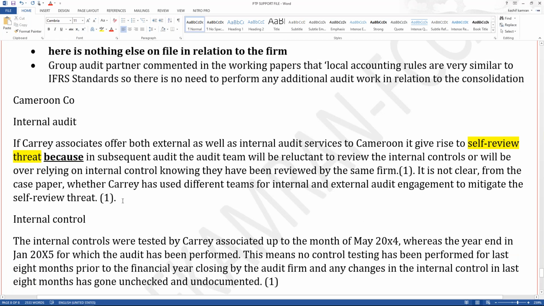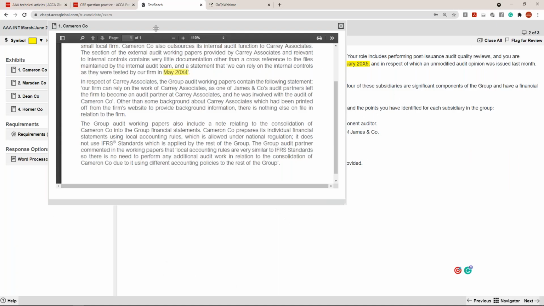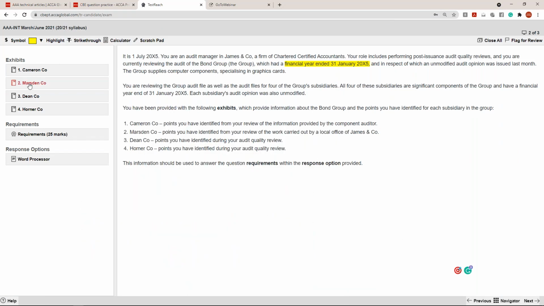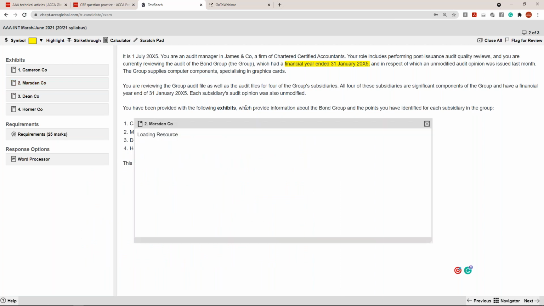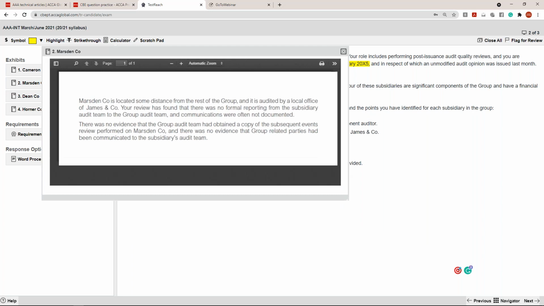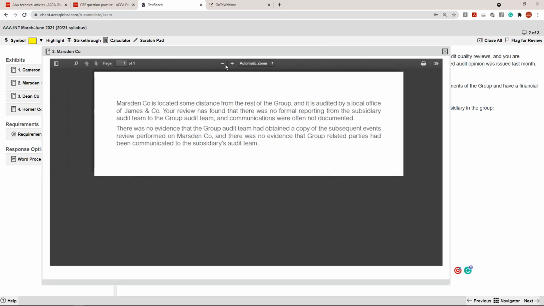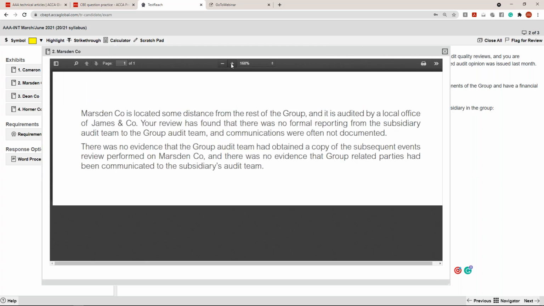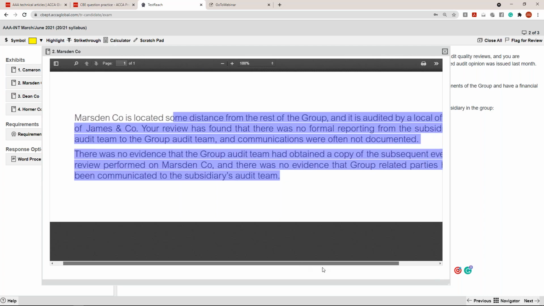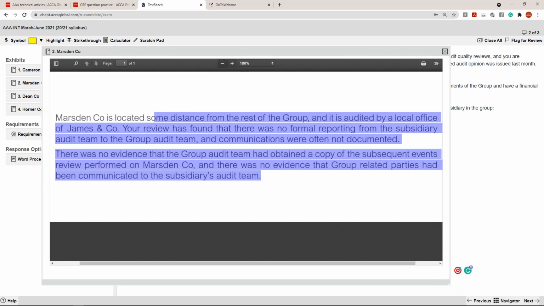Now, once you complete Cameroon, you go back to your exam paper on your screen in front. After Cameroon, you have the next situation, which is Marsh-Den Company, another subsidiary. Can you all see Marsh-Den Company on your page? For the next subsidiary, identify the issues as well, quickly, and wrap up the answer.